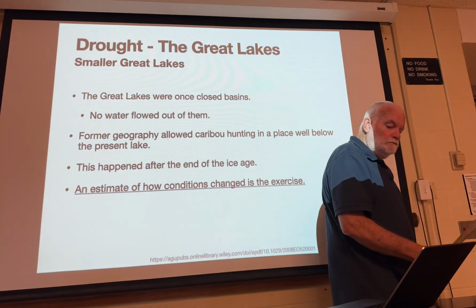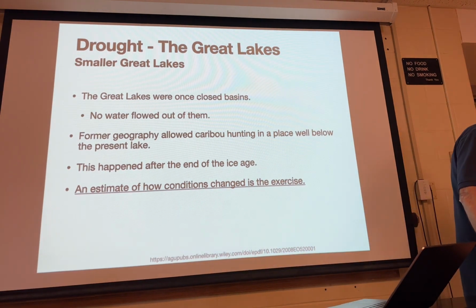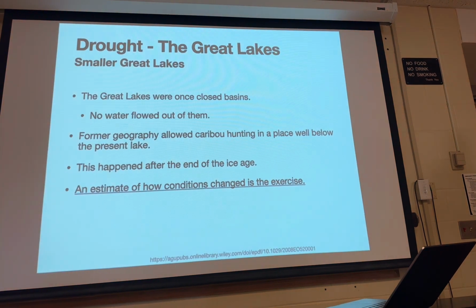Flip the coin. We want to talk about droughts. We want to talk about bigger droughts than the droughts that impact farming. Today, a drought of a couple of years makes a difference on some farmers' ability to keep growing crops. I'm going to talk about the Great Lakes. And the Great Lakes were once a closed basin. What does that mean? They have no outlet.